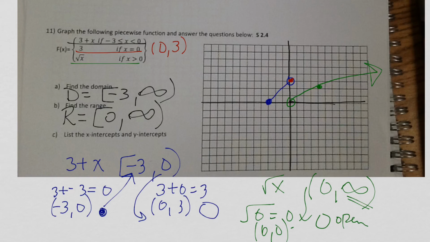X-intercepts, that's where I was crossing the x-axis, so that would be (-3, 0), (0, 0). Y-intercept, (0, 3).